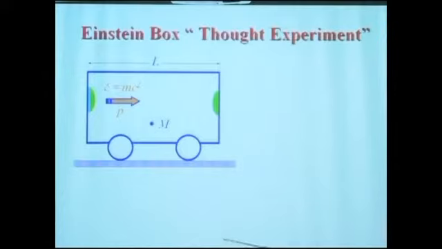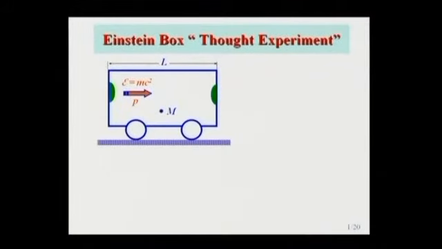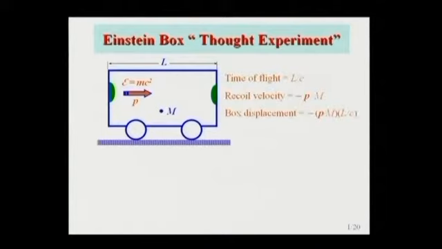But Einstein said that there is no external force acting on this box. There's no friction, there's no force coming from the outside, and therefore the center of mass of the whole system cannot have moved. So this mass moves slightly to the left, this mass moves slightly to the right, but the center of mass cannot have shifted. Here's the time of flight: the length of the box divided by the speed of light c in vacuum. Remember, inside the box is empty, so this is just c in vacuum.